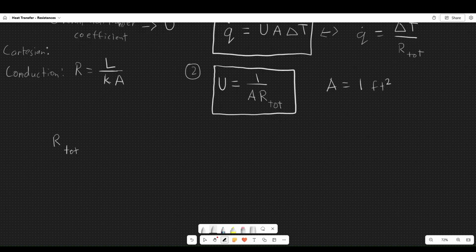So that's what the resistance is for each material. And then for convection, R is equivalent to 1 over HA. Notice how we don't have a thickness here because we're considering it as an infinitesimal kind of boundary layer for convection.